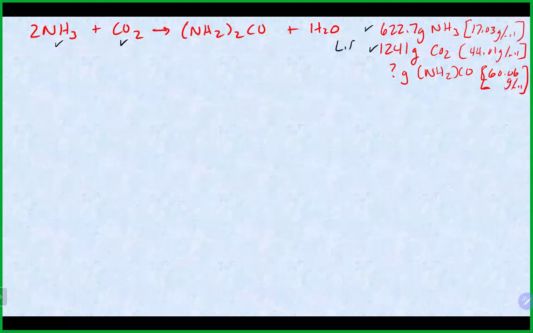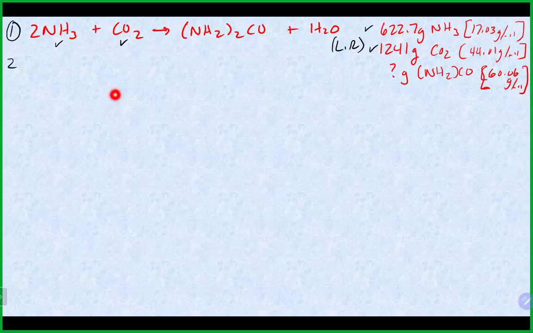So again, somewhere along the way, you need to determine which one's the limiting reagent. Good news is pretty much the first two steps are always the same regardless of what method you choose. So we want a balanced equation, which we have. We then want to convert everybody into moles. So we'll start with the NH3.